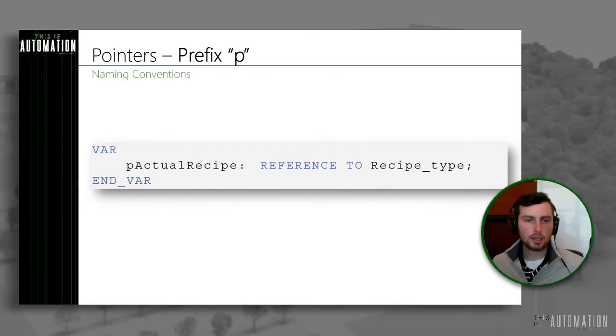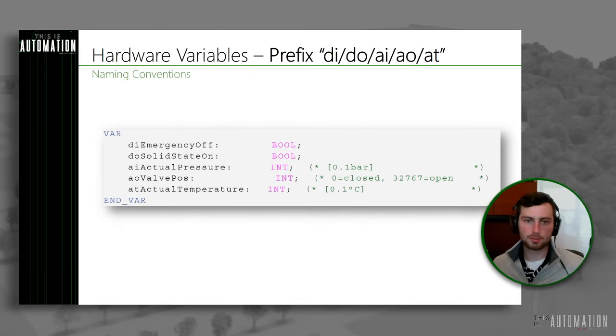Okay, a similar one: when we're using pointers, it's helpful to put a prefix of p on that, so that you know this is a pointer and not a variable. If we were to just call this ActualRecipe, it may not be clear that this is actually a pointer, in this case a reference to the recipe type. It may be confusing, and reading back through the code, when you go back and look at these things, it's going to be confusing. So a prefix of p on your pointers is best practice.